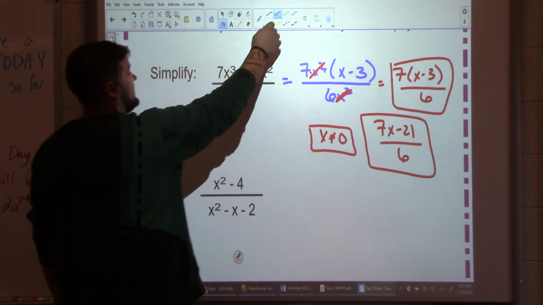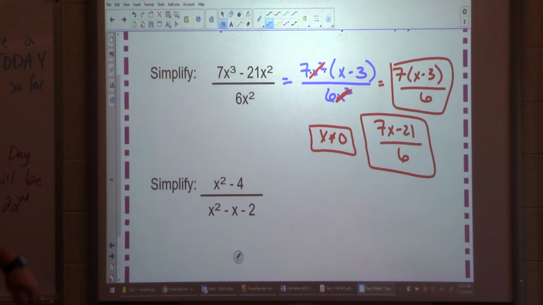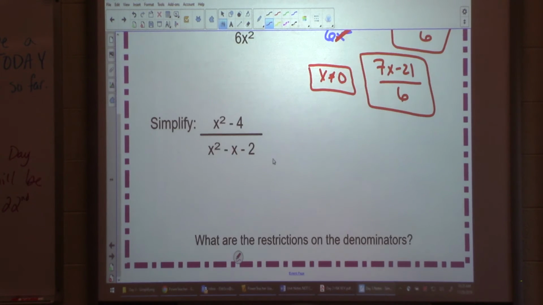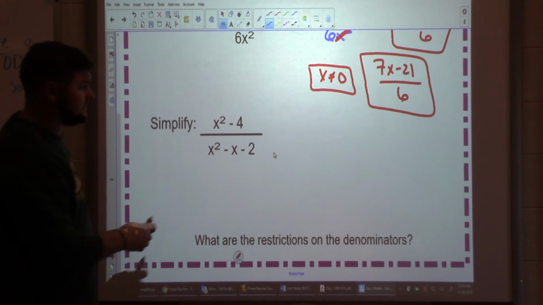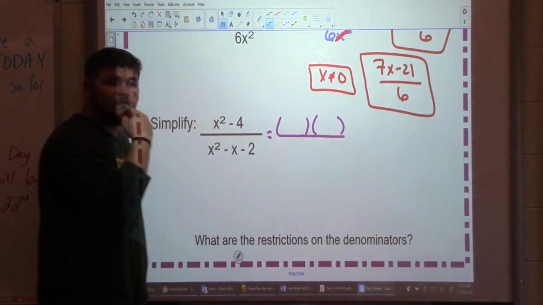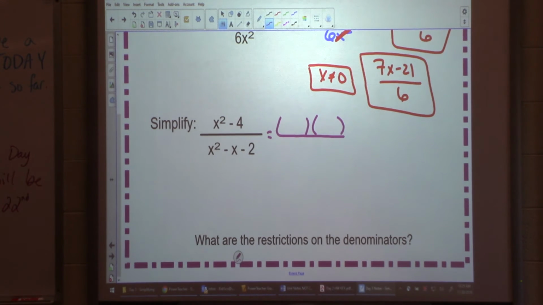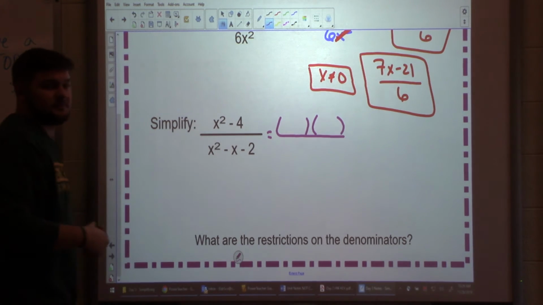Alright, the next one, same thing. Factor first. Factor as much as possible first. X squared minus 4 over x squared minus x minus 2. Hey, that numerator's got a special name. Does anyone remember what it is? It starts with a D. It's a difference of perfect squares, right? X squared is a perfect square. 4 is a perfect square. A difference of perfect squares.